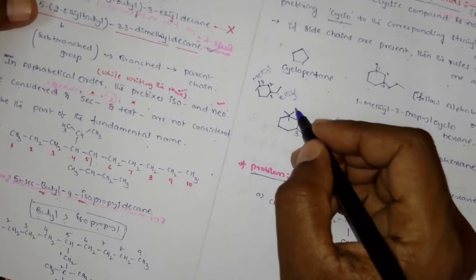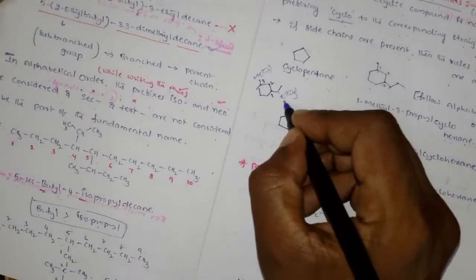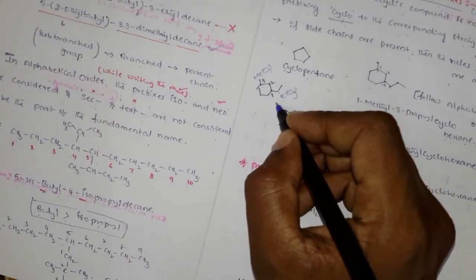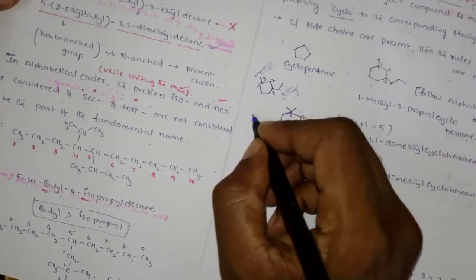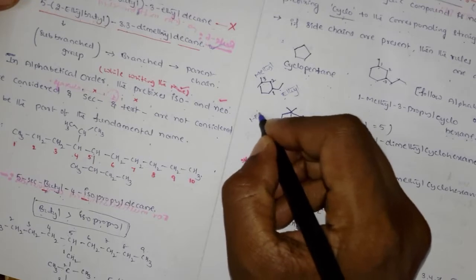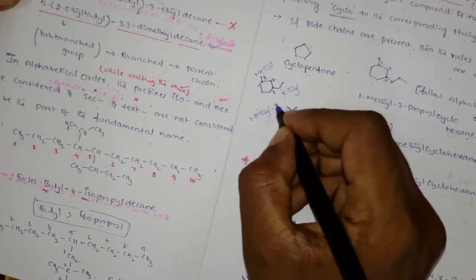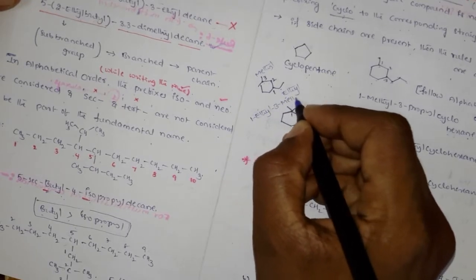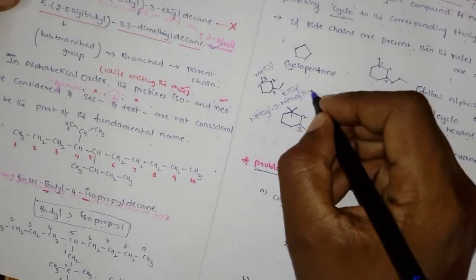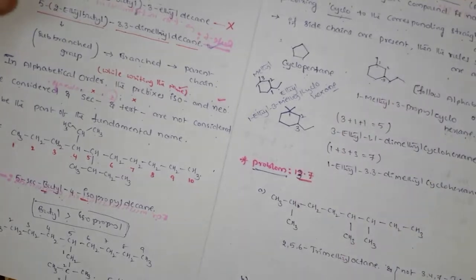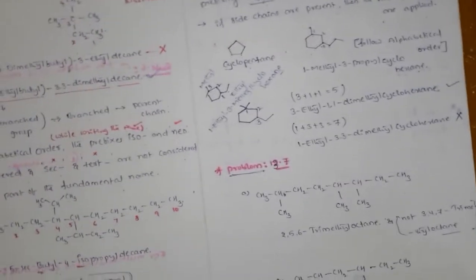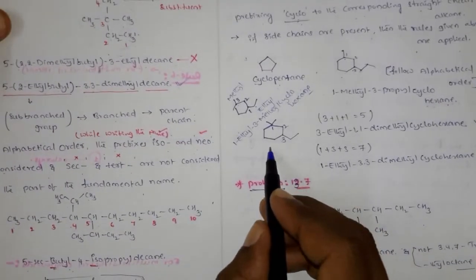So which one comes first in the alphabetical order? E. So you have to assign the lowest possible number for the ethyl, not for the methyl. So what is the name here? 1-ethyl-3-methylcyclohexane. Okay, that is fine. And next there is one compound like this.